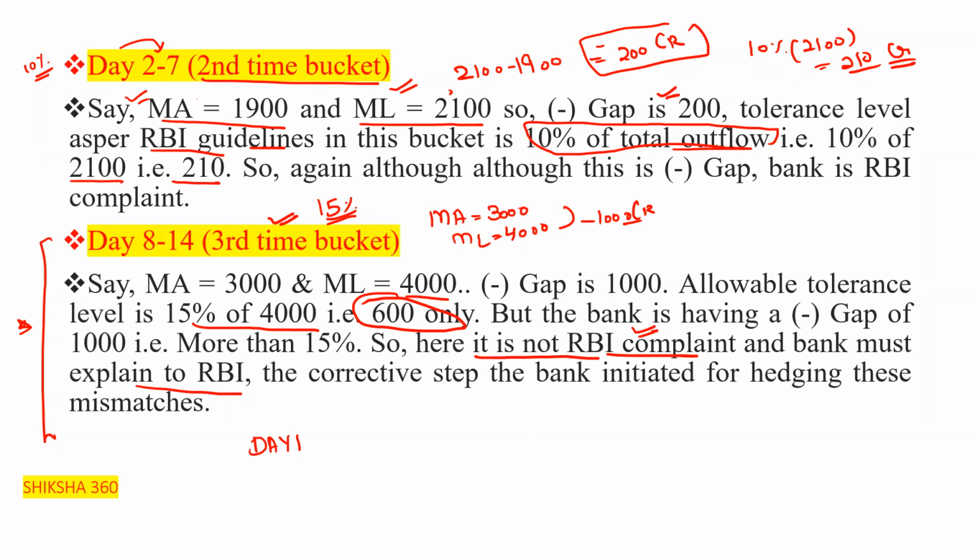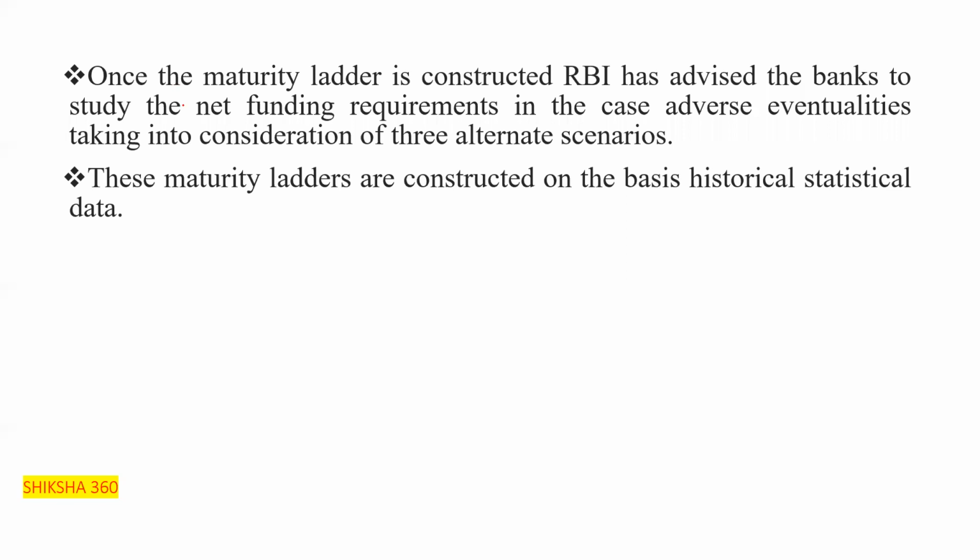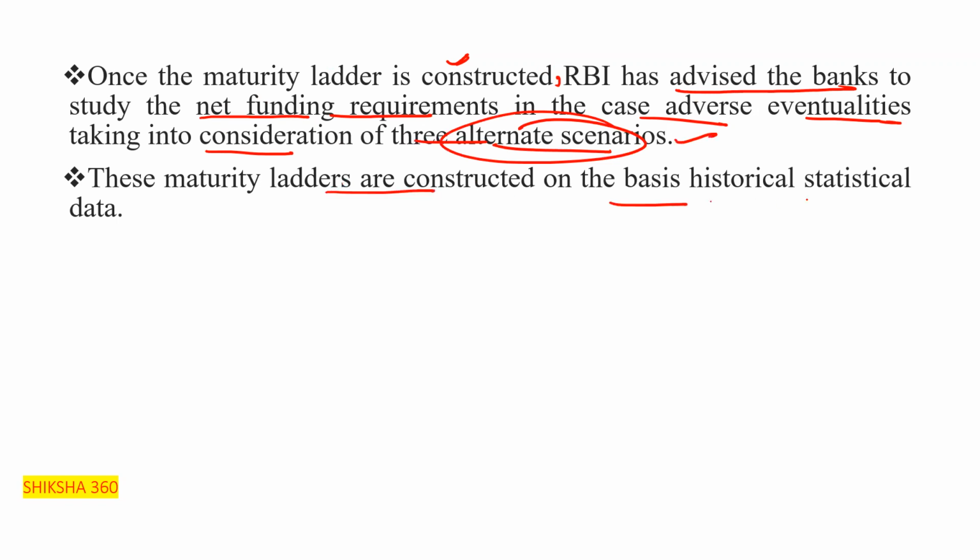So basically in this way, this is the maturity ladder concept for managing the maturing assets and maturing liabilities. Once the maturity ladder is constructed, RBI has advised the banks to study the net funding requirements in case of adverse eventualities, taking into consideration three alternative scenarios. These maturity ladders are constructed based on historical statistical data. So what are the three alternative scenarios here?